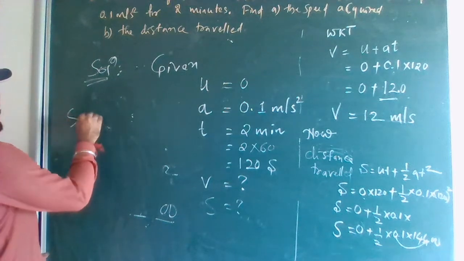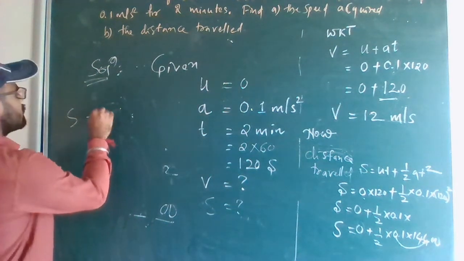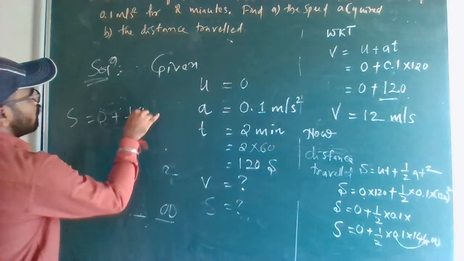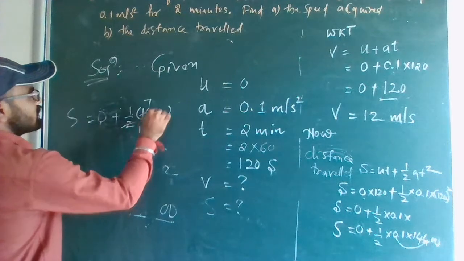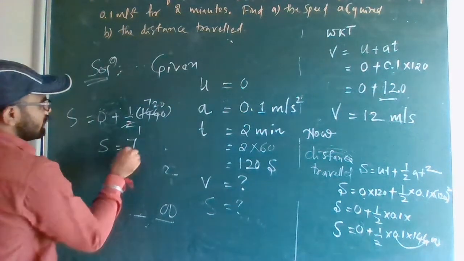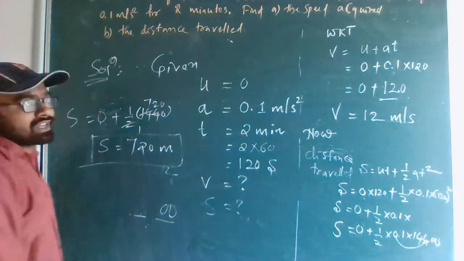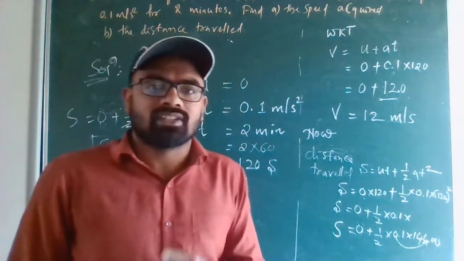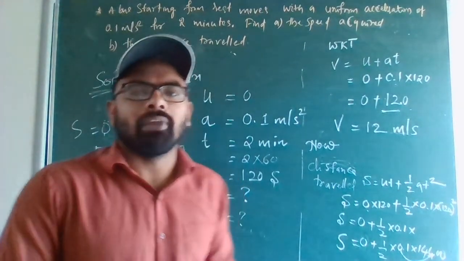Okay, S is equal to 0 plus 1 by 2 into 14400. So 2 1s are 2, 7 2s are 14, 2 2s are 4, so that is S equal to 0 plus 720 meters. So last you have to write the sentence: the distance traveled by the car is 720 meters.